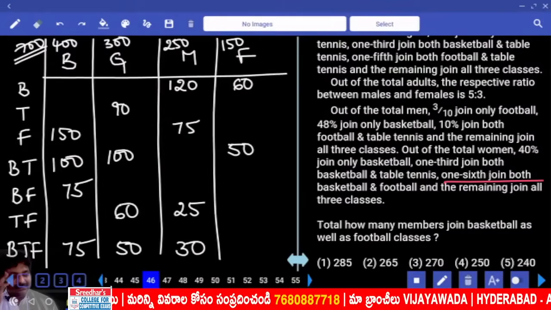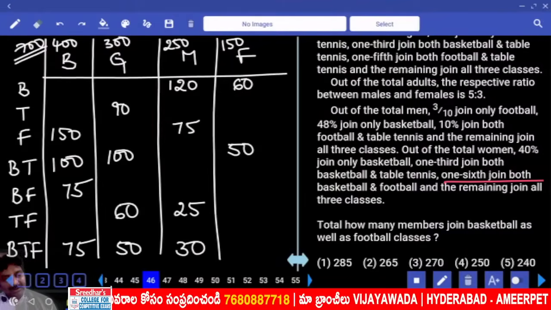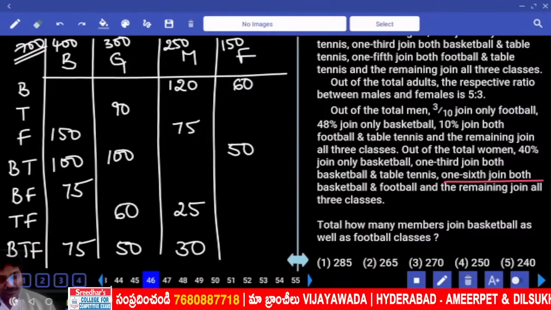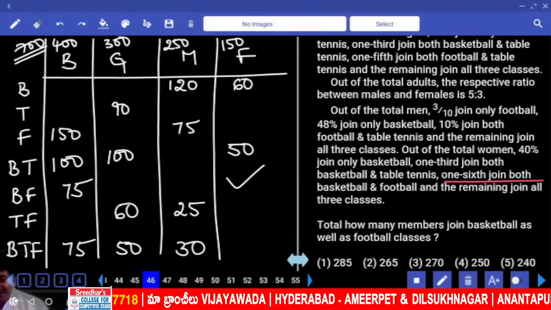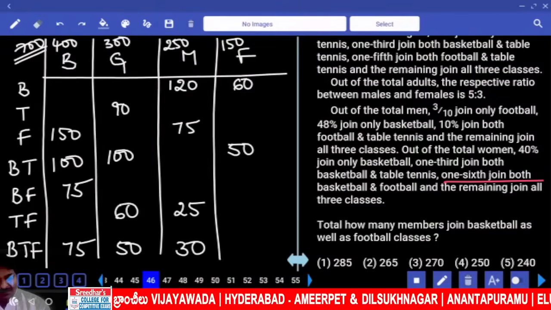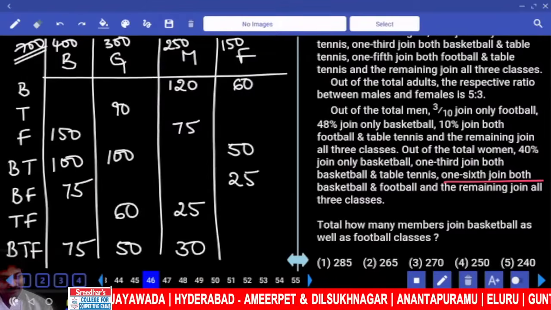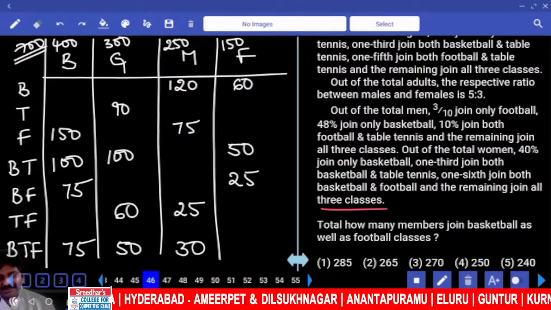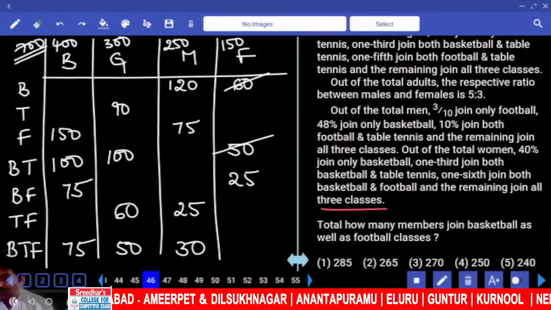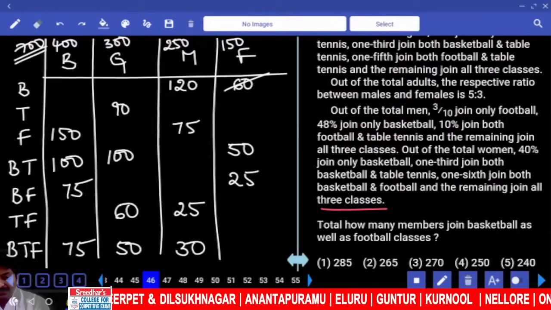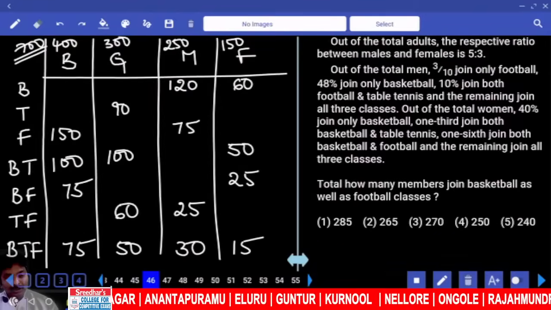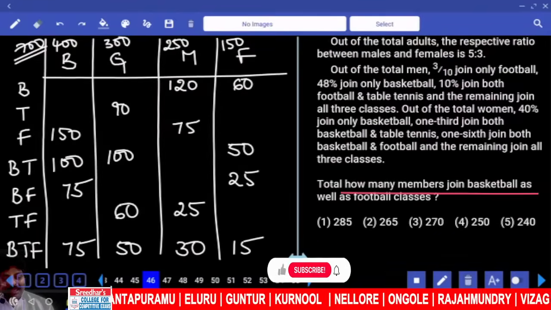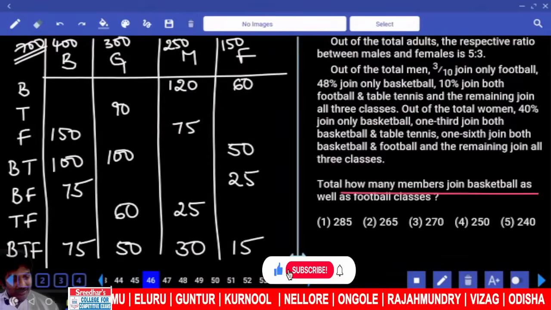1/6 join both basketball and football. Already we calculated 1/3. If you make it half, you will get 1/6, correct? Which is equal to 25. Remaining join all three classes. 60, 50, 110 plus 25. Remaining 15 are here.